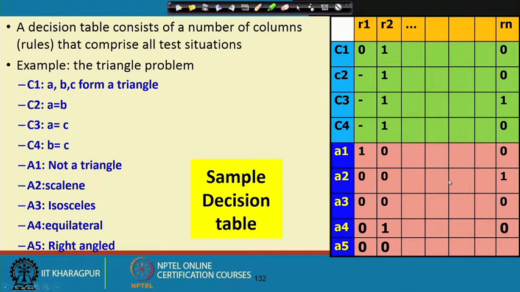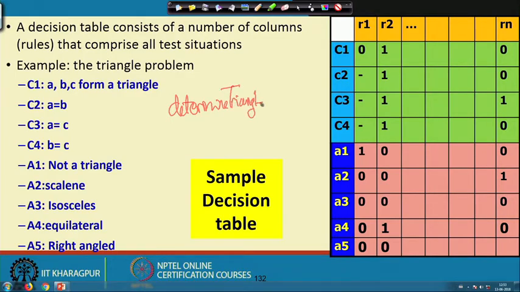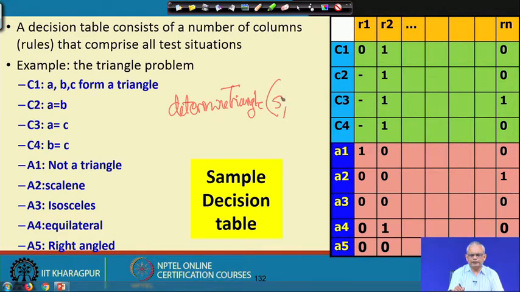Now, let us do some example problems. First, we start with something very simple. Again, we take the problem of a function which takes 3 parameters A, B, C, representing the sides of a triangle. Determine triangle type. We have 3 parameters, side 1, side 2 and side 3. Depending on the specific values of the 3 sides, it can display not a triangle, scalene, isosceles, equilateral, right angled, etcetera.